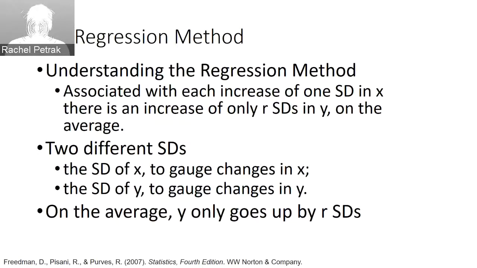So the standard deviation of x just helps us gauge changes in the x variable alone, whereas the standard deviation of y gives us just a general change in y without accounting for x. If we want to look at them together, then we need to look at the association in standard deviation units, or the slope. We can map it out as the standard deviation of y over the standard deviation of x, multiplied by r.